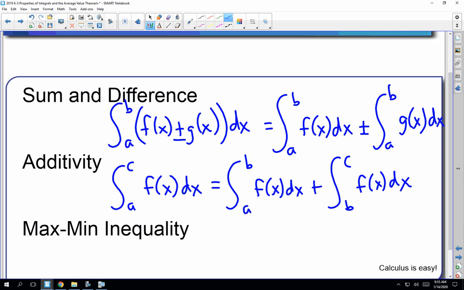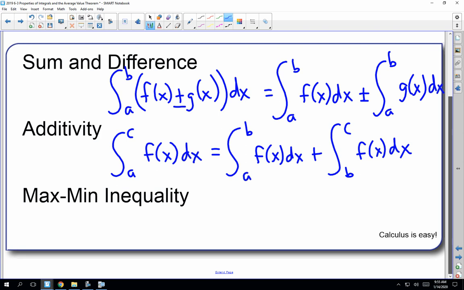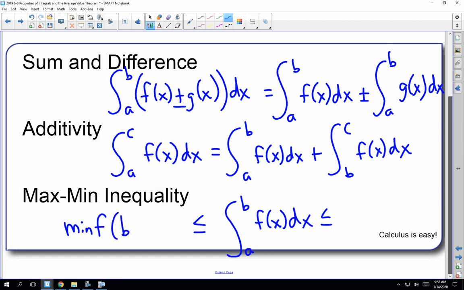So those first 5 you'll use a lot. And then the next 2 you don't use a ton. They do make intuitive sense, but you won't use them a ton. So this is an inequality, it's an in-betweener. The integral from a to b of f of x dx is always going to be sandwiched in between the minimum value of the function f times b minus a, where b minus a is the length of the interval that you're integrating over, and the max of f times b minus a. So that's the max-min inequality.